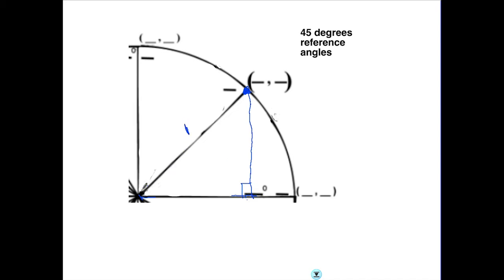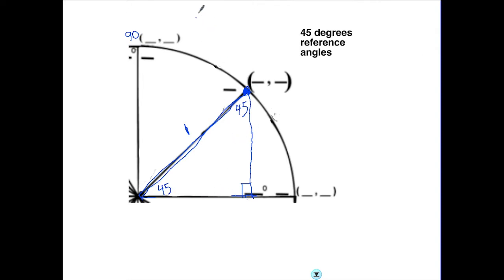We know the hypotenuse is 1 because this is the unit circle and that's my radius. And we know this is half of 90 degrees, so that makes this a 45-degree angle. That makes this a 45-degree angle.